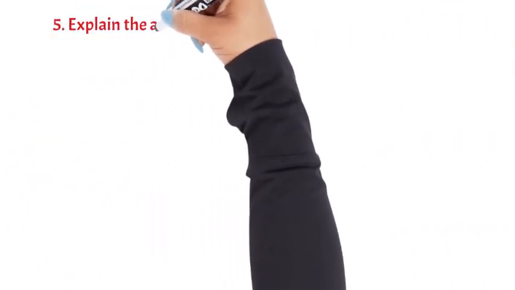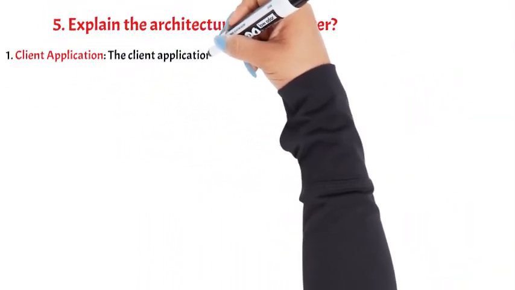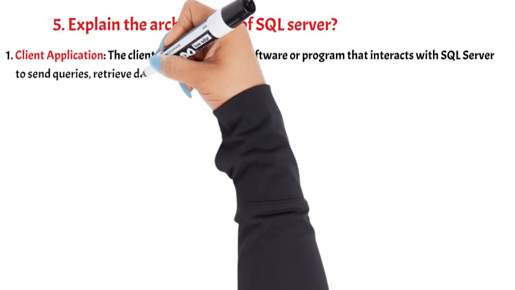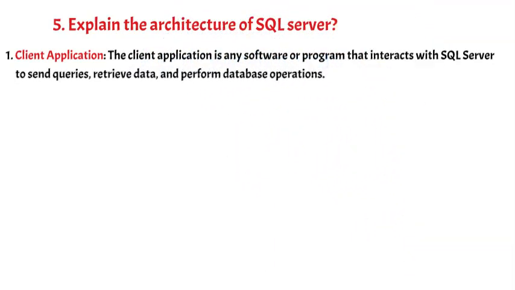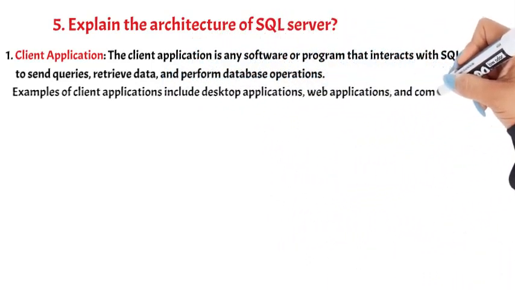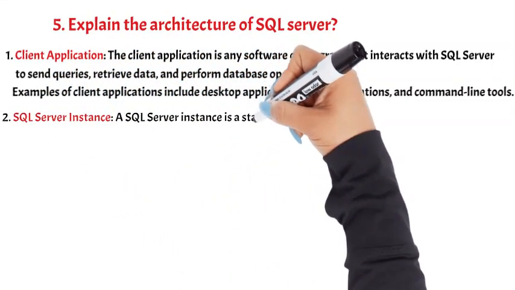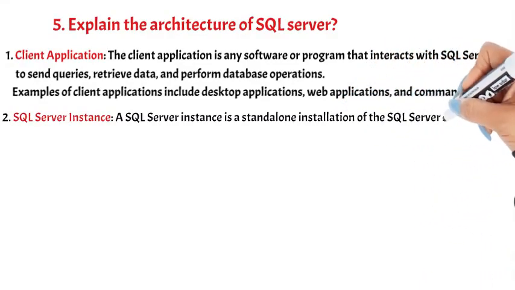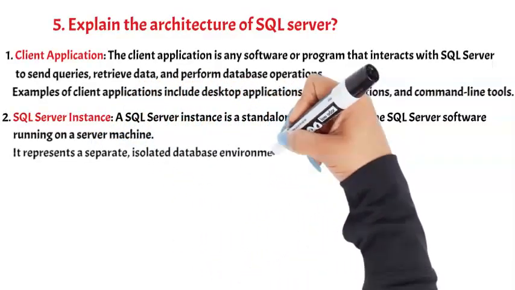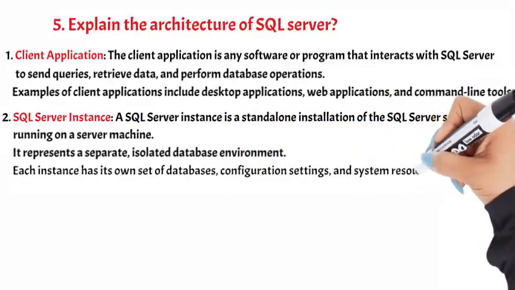5. Explain the architecture of SQL Server. 1. Client application. The client application is any software or program that interacts with SQL Server to send queries, retrieve data, and perform database operations. Examples of client applications include desktop applications, web applications, and command line tools. 2. SQL Server Instance. A SQL Server instance is a standalone installation of the SQL Server software running on a server machine. It represents a separate, isolated database environment. Each instance has its own set of databases, configuration settings, and system resources.